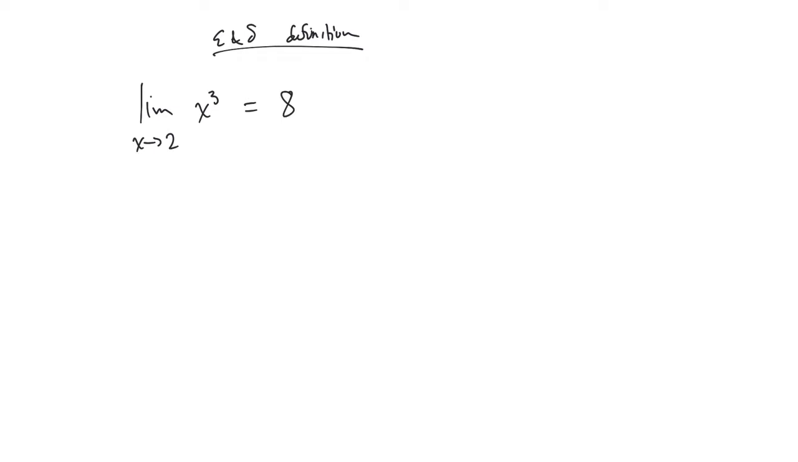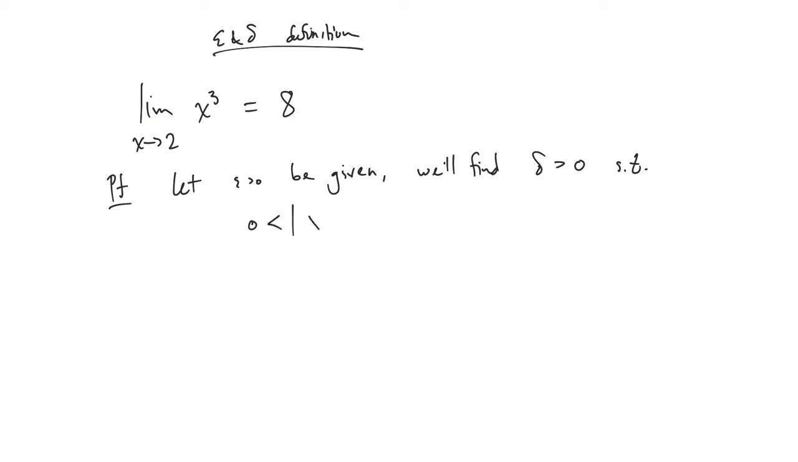We can just start off in the usual way. I'm going to try and write a little proof of this. I always say let epsilon greater than 0 be given. We'll find delta greater than 0 such that 0 less than |x minus 2| less than delta implies |x cubed minus 8| less than epsilon. We've done these enough. I hope you remember the format.